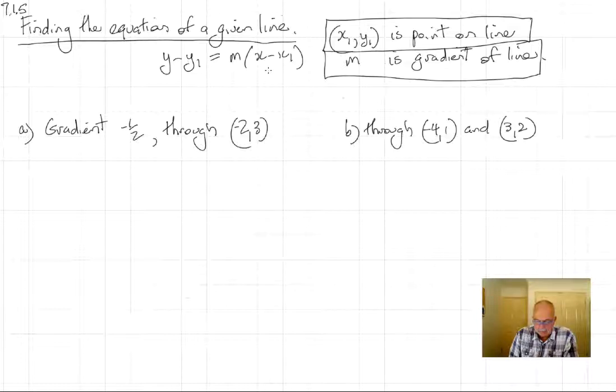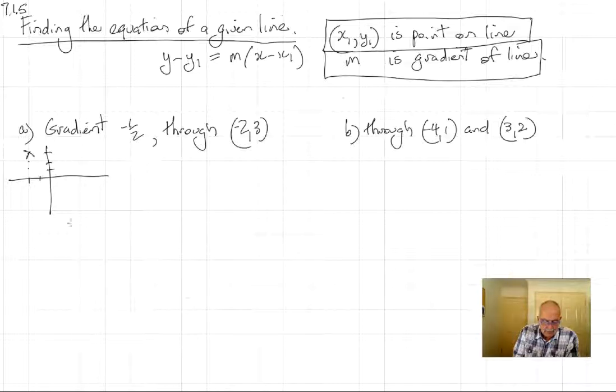So let's just do two examples that might make that a little bit clearer. So we're asked to come up with the equation of the line, given that it's got a gradient of -1/2 and it passes through the point -2, 3. So if we were to sketch it, it's going to go through that point there at -2, 3. And it's got a gradient of -1/2.